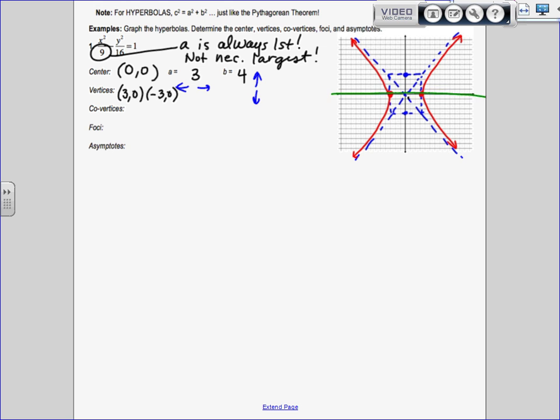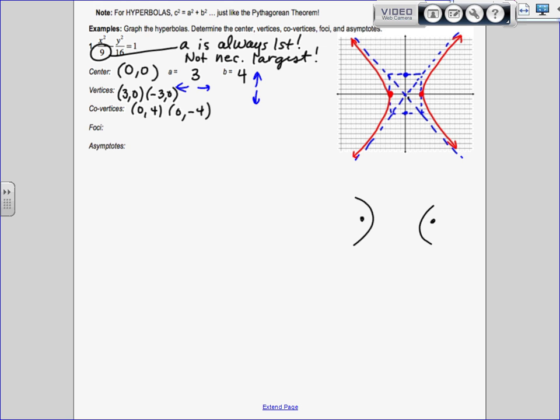So if I talk about the axes, this is called the transverse axis, if I ever refer to that. It's really the distance between those 2 points. We call it the length of the transverse axis, the distance between the vertices. Okay, the co-vertices, I'm going to go up 4 and down 4 from the center, so it's going to be 0, 4 and 0, negative 4. The foci end up being inside the 2 hyperbolas, like in there.